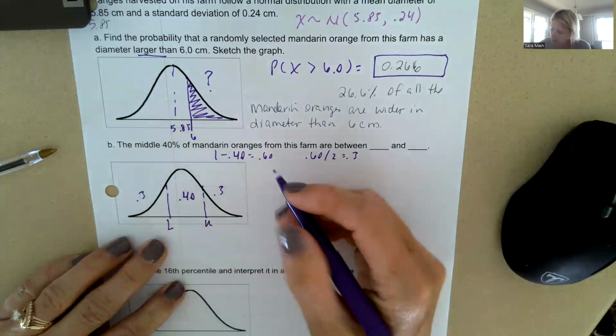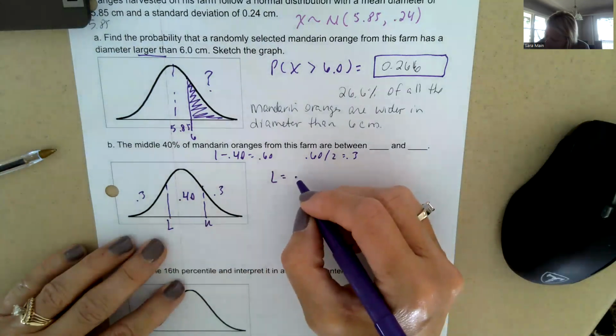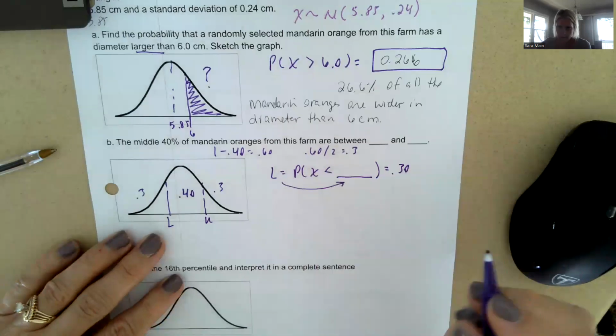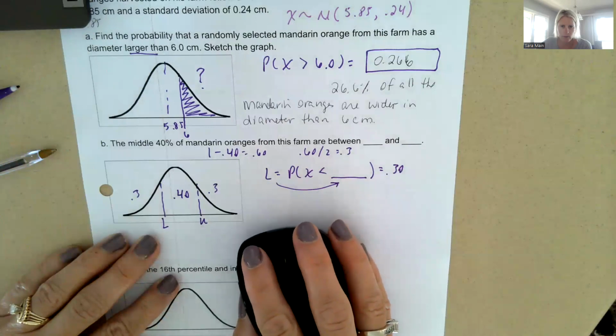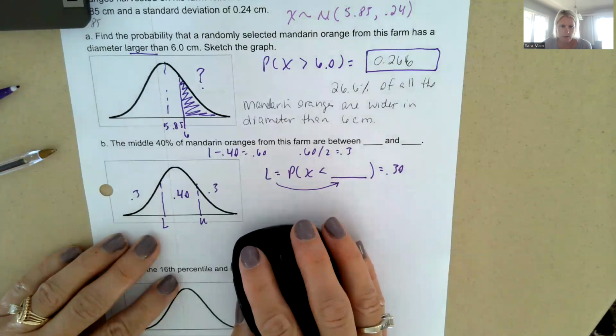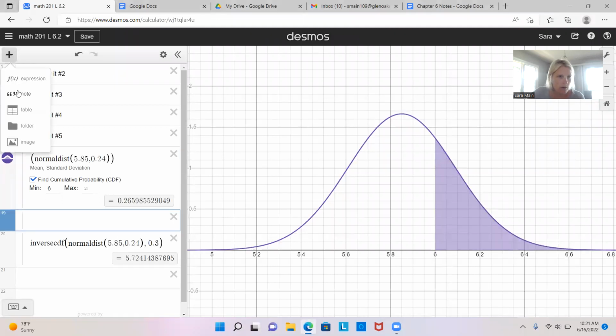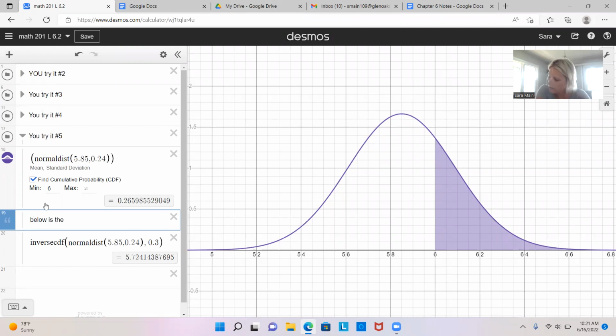So L is going to be with a 30%. So L is going to be the probability that X is less than something, which is my L, is equal to 0.30. So let's find that first using the inverse because we know the percentage. Okay, that's right here. Inverse CDF. So let's just make a mark of that for you all. The diameter, 30%. Okay. This is the bottom 30% because you put in 0.3. So 30% of the mandarin oranges have a diameter less than 5.72.